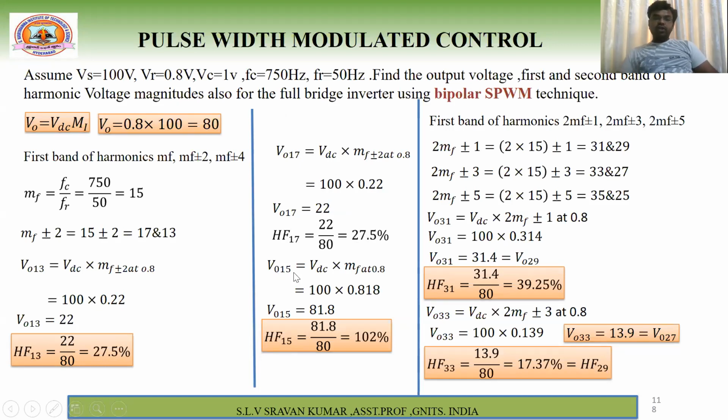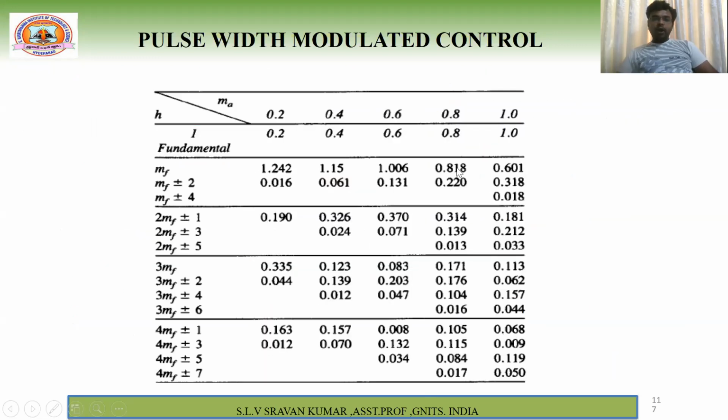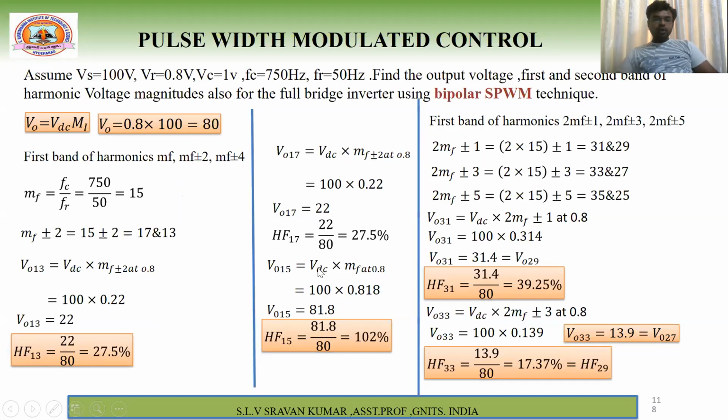Next, what is V015? So VDC into MF at 0.8. Now we'll see what is the MF at 0.8. MF at 0.8 is 0.818. So 100 into 0.818, which is nothing but 81.8. What is HF15? 81.8 divided by 80, which is nothing but 1 or 2%.